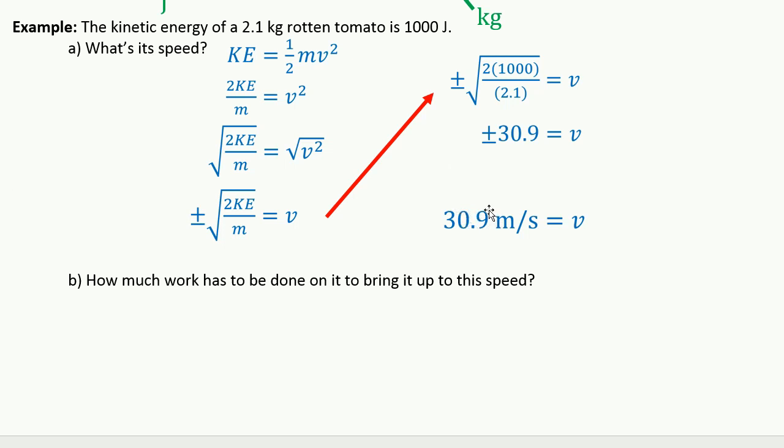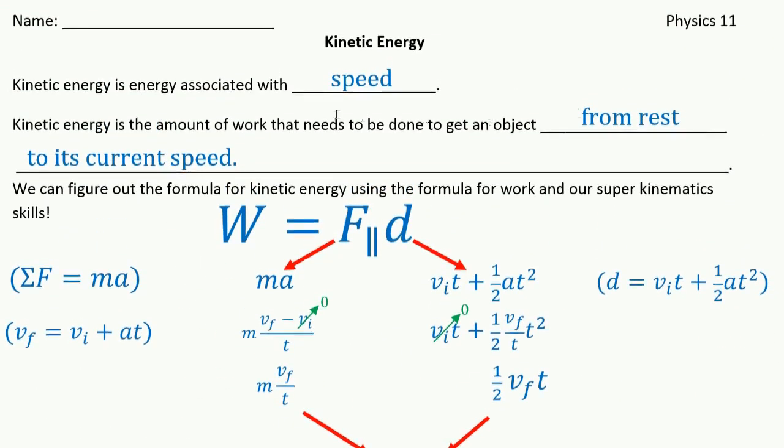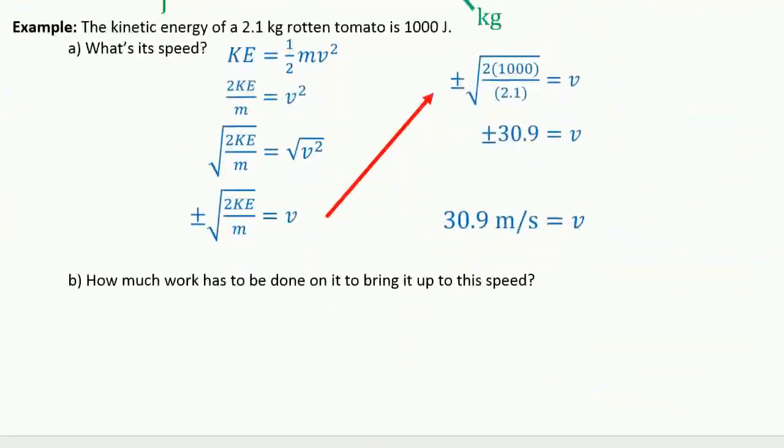And often with a question like this, students kind of dive in and they go straight to the equations and they try and pull numbers from here and there. And they might complain and say, oh, there's not enough information in the question. But if you sit back and you just think a bit, the work done to bring something up to speed, that's exactly what kinetic energy is. Kinetic energy is the amount of work that needs to be done to get an object from rest to its current speed. So part B here is really just another way of asking for the kinetic energy.